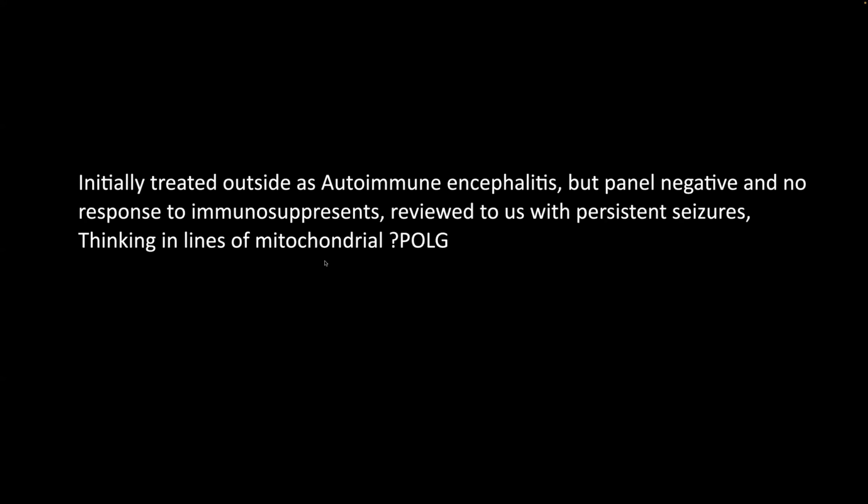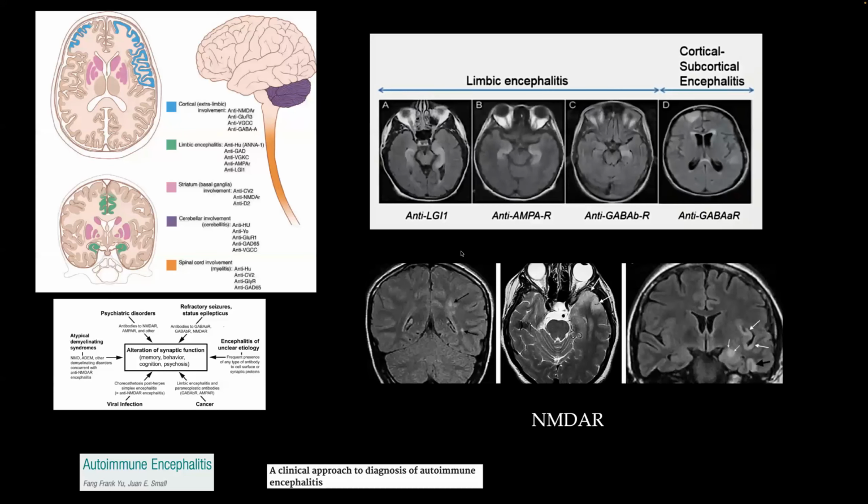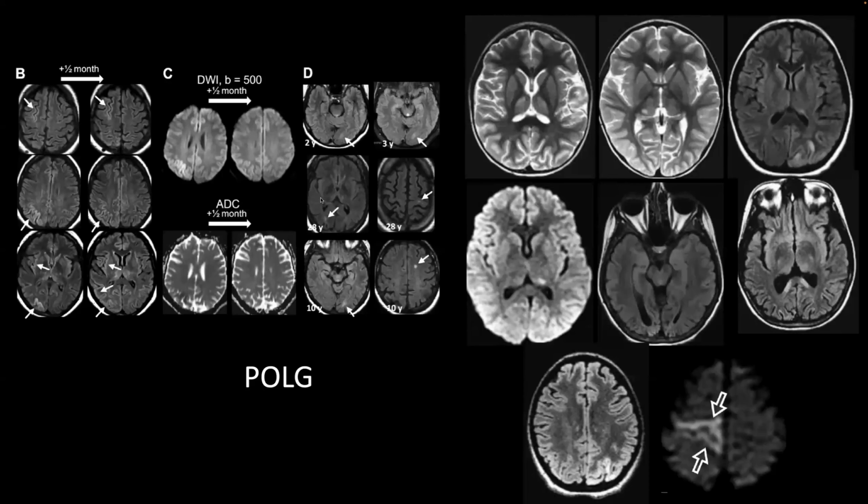And then the possibility of autoimmune was raised. We had, I think, ruled out most of them on the autoimmune panel. Then given the second scan, we thought of the possibility of a POLG-related disorder, given that the child was progressively encephalopathic with myoclonic seizures, which can present with these bithalamic lesions and can have these cortical abnormalities.